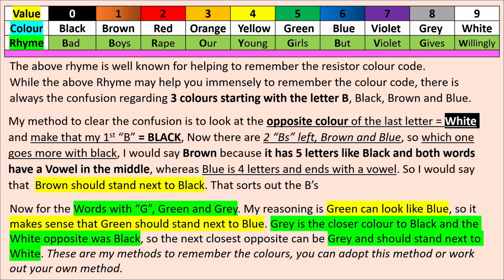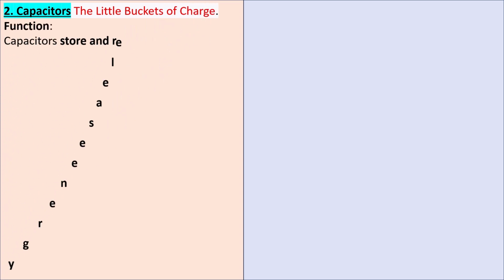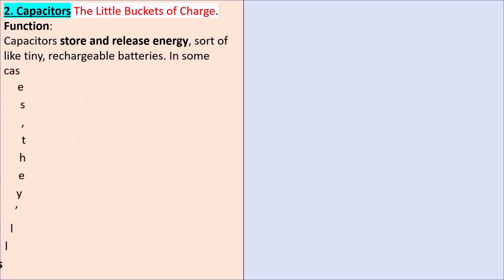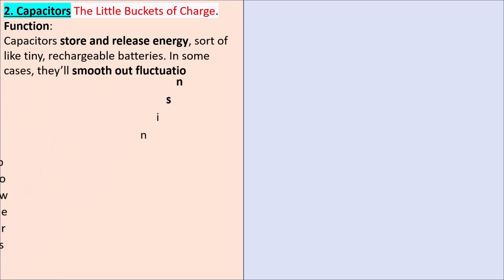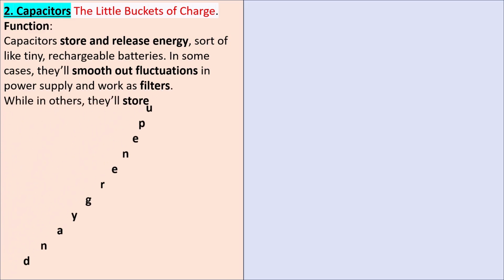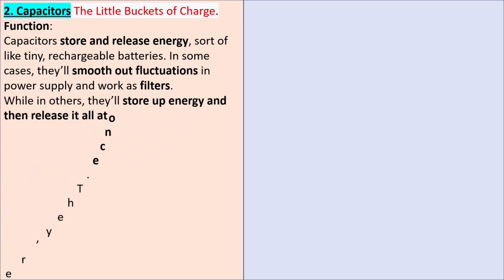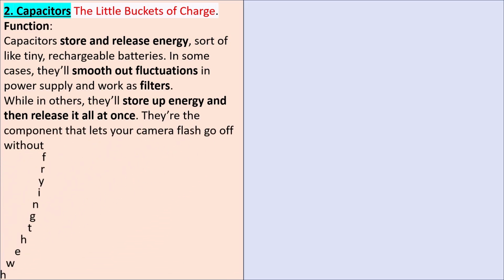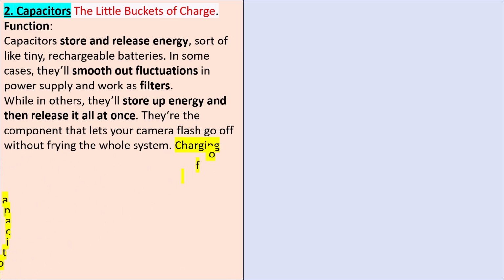All right, let's move on to the next slide, which is on capacitors. Capacitors, the little buckets of charge. Function: capacitors store and release energy, sort of like tiny rechargeable batteries. In some cases, they'll smooth out fluctuations in power supply and work as filters, while in others, they'll store up energy and then release it all at once. They are the component that lets your camera flash go off without frying the whole system.